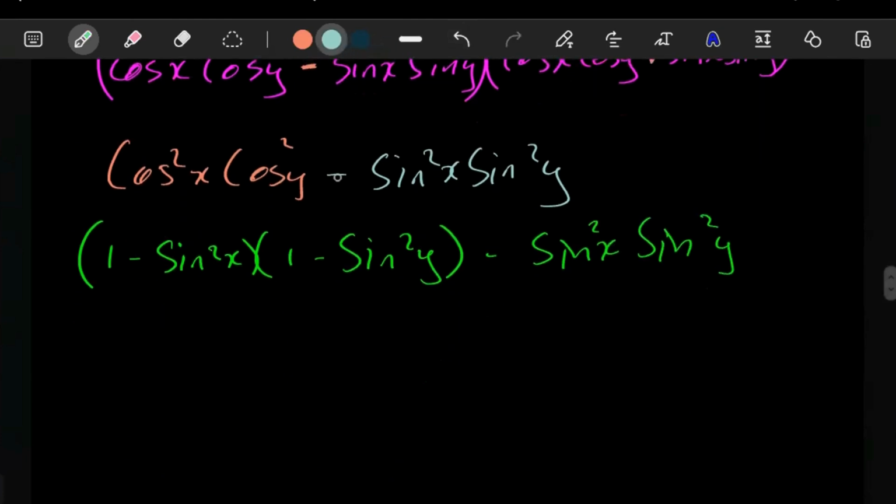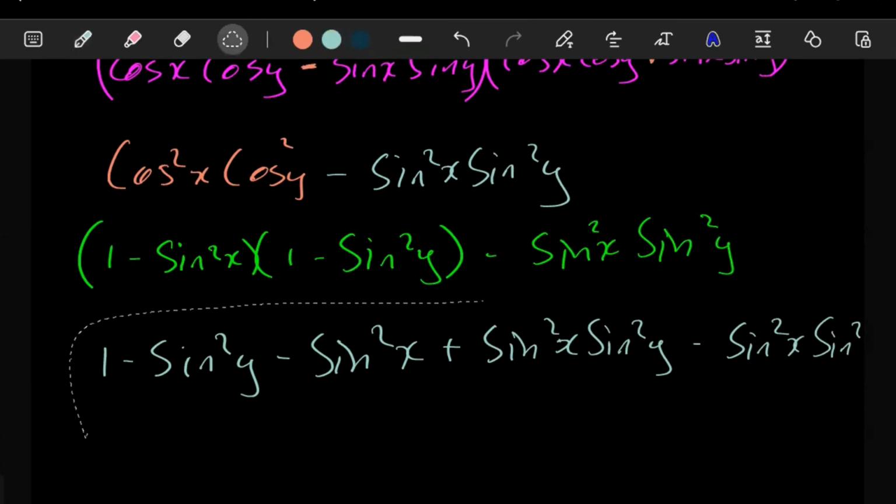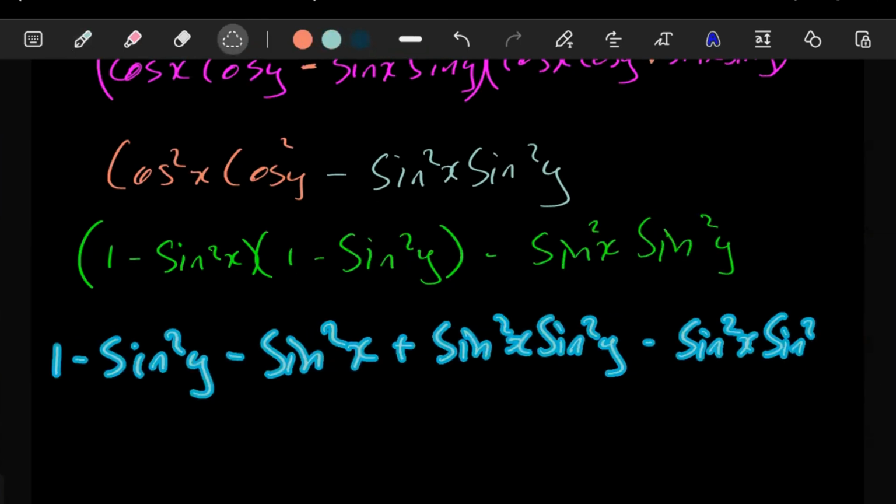Okay, here we could just multiply out. 1 times 1 is 1. 1 times this is negative. This times this is negative that. And then this times this is a plus sine squared x sine squared y. And then we have minus sine squared x sine squared y. Okay, so far so good.